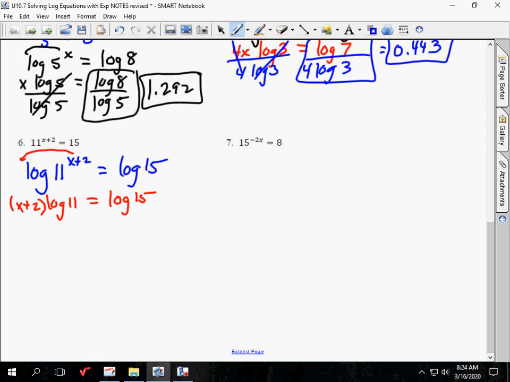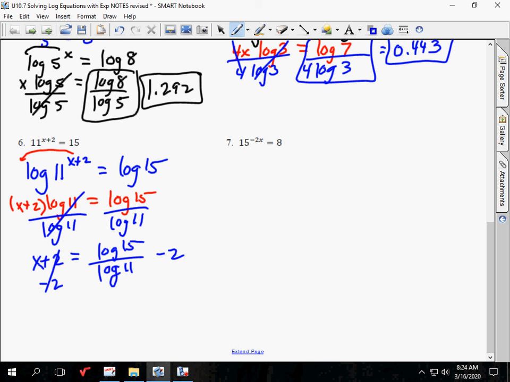So here we're going to divide both sides by log 11 first. All right, so we have that x plus 2 equals log 15 over log 11. And now I'm going to subtract 2 on both sides. All right, now I'm subtracting 2 from the entire log 15 over log 11. All right, so that's the exact answer. So don't make it like log 13. You can't subtract 15 minus 2.